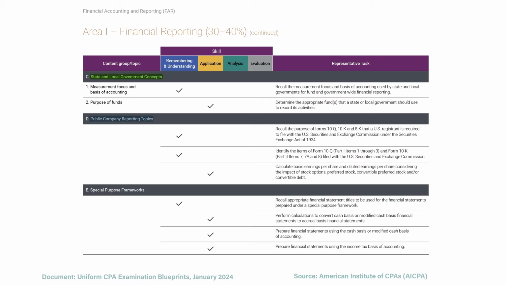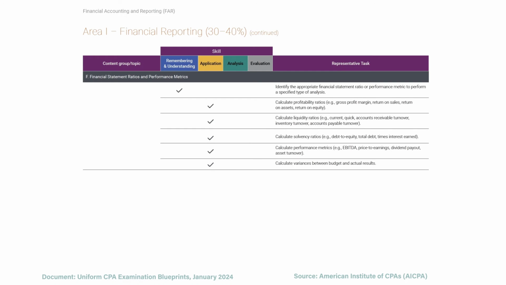Next, we have public company reporting topics. So we need to know the purpose of these different forms that the SEC requires public companies to report. And we need to be able to calculate basic earnings per share and diluted earnings per share. Next is special purpose frameworks. So this is for anything that is not GAAP accounting. So if we're not using GAAP accrual accounting and we're using cash basis or modified cash basis or tax basis, we need to be able to name these financial statements and to be able to prepare them.